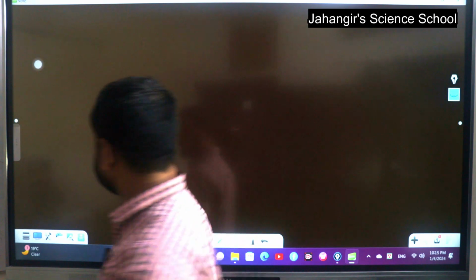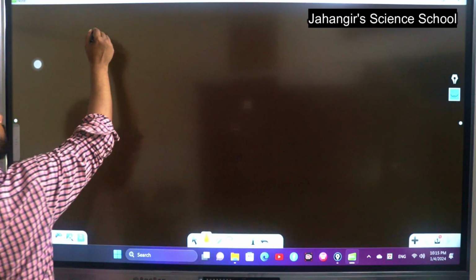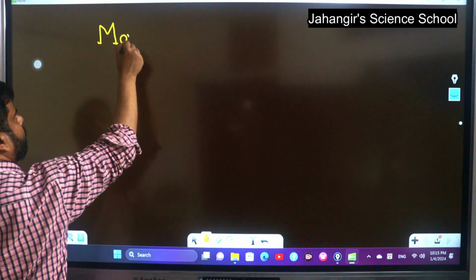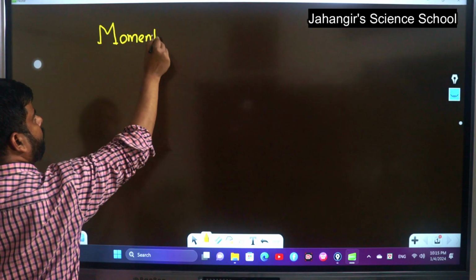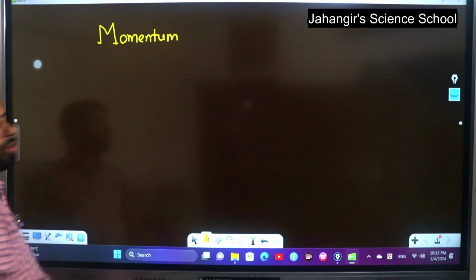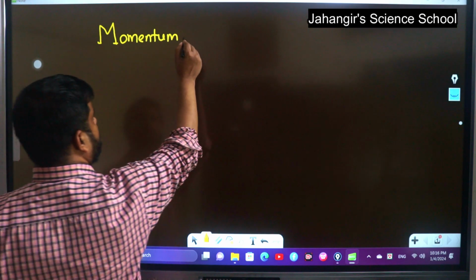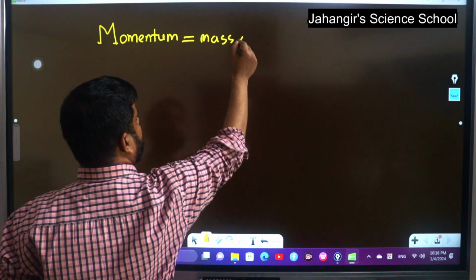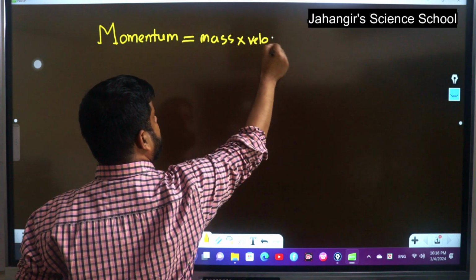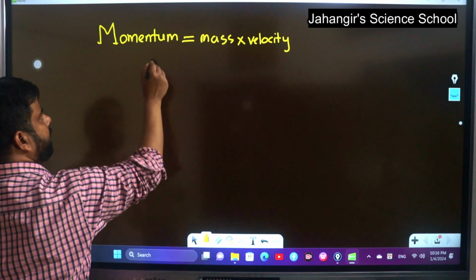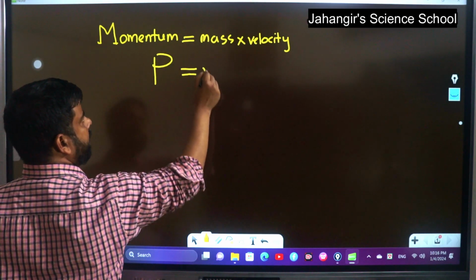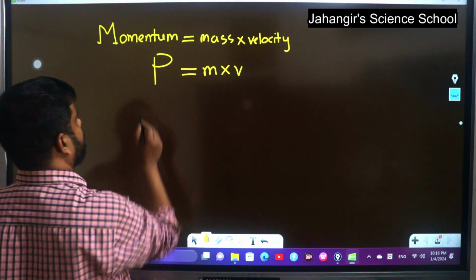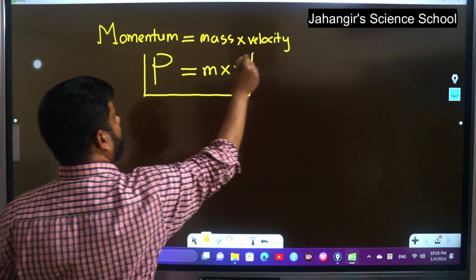Today I am going to discuss momentum. What is momentum? Momentum is the product of mass and velocity. That means momentum equals mass into velocity. Momentum is denoted by P. P equals m into v. This is the main formula.